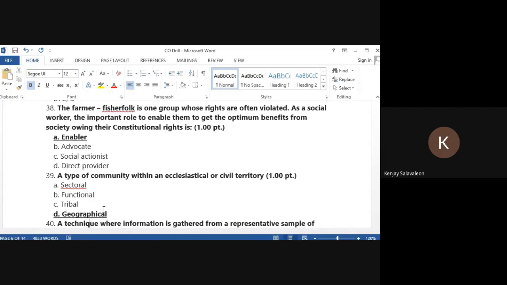Pag sinasabi nating advocate, you are only limiting to the consciousness raising about their situation. Advocacy. You make the society aware of their situation. Limited lang doon sa making the society aware of their situation. But actually, kapag enabler, kasali na dyan yung advocate. Mas specific lang siya. Okay. 39.